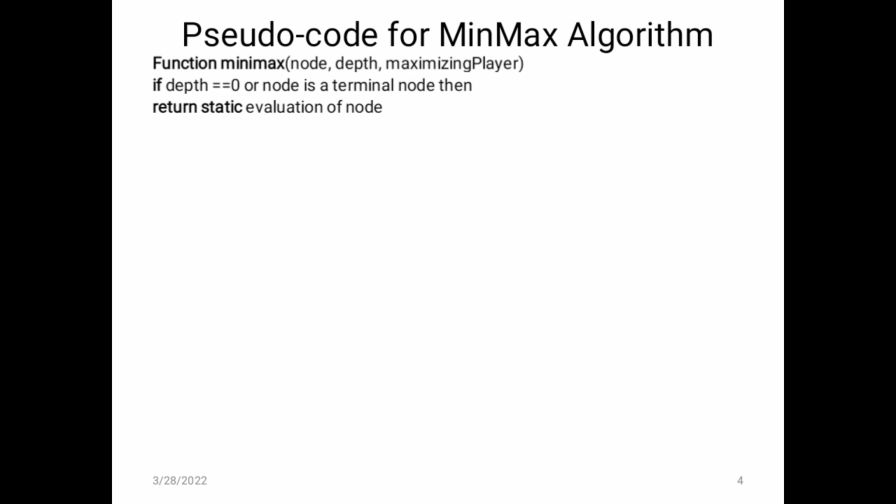Pseudocode for the minimax algorithm. For this, we pass three parameters. The first one is the node, and the second one is the depth of the node. The third one is the maximizing player, that is, min player or max player at that particular level. If depth is equal to 0 or the node is a terminal node, then we return the static evaluation of the node.